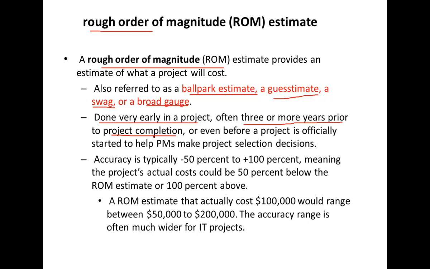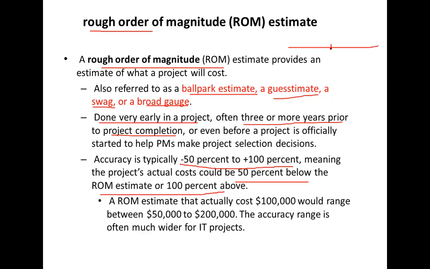So this is done very early in the project. So it is rough normally. So the accuracy is very low. It's normally around minus 50% to plus 100%. So what is minus 50% to 100%? It means the project's actual cost could be 50% below the ROM estimate, or 100% above.